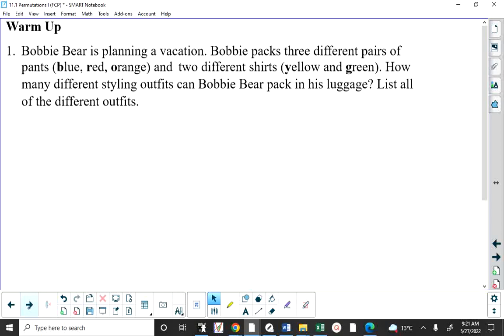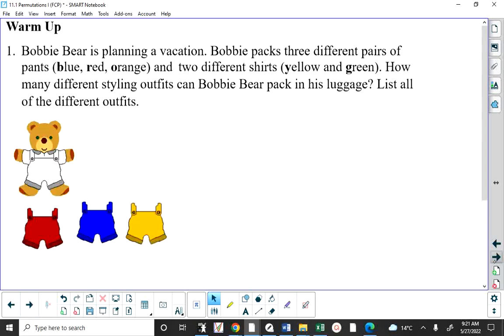Bobby Bear packs 3 different pairs of pants in his luggage. He's got a blue pair of pants, a red pair of pants, and an orange pair of pants. And he has 2 different shirts, yellow and green. So when he lands at his destination, the question is, how many different outfits does he have? He's got 3 pairs of pants and 2 shirts, but how many different outfits are there? And we have to list all of the outfits. Well, there's Bobby Bear. There are 3 pairs of pants, and I do not have his 2 shirts.